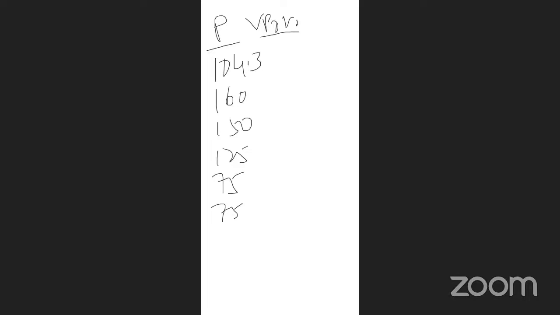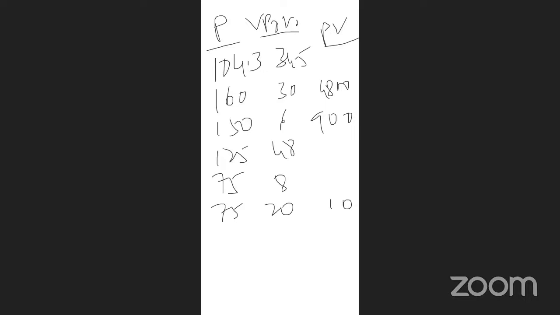34.5, 30, 6, 48, 8, 20. Now, P into V. Now 125 into 48, 104.3 into 34.5. You work out and tell me.